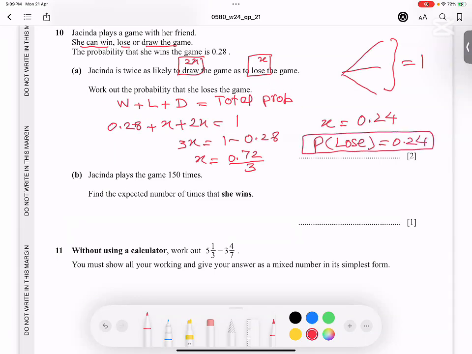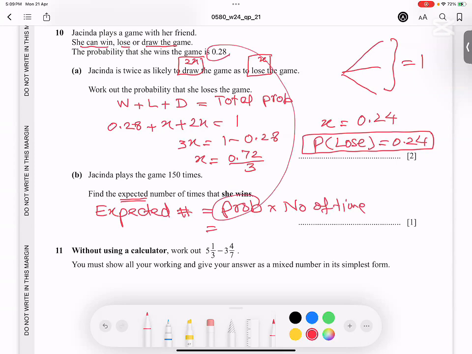Now he's asking what is the expected number of times she wins if she plays the game 150 times. We have a special formula for it. Whenever expected value or expected number is needed, the formula is probability multiplied by number of times. The probability of winning is 0.28, we know it already, and she's playing 150 times. If we multiply, we get our answer, and the answer is 42. I'm saving time. Let's go for the next.